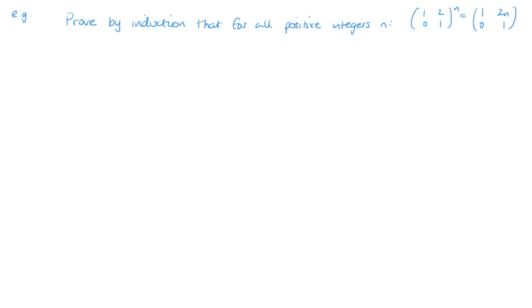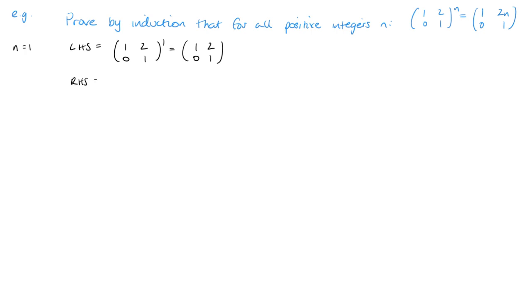So here we have our first example: prove by induction that for all positive integers n, this matrix equals this matrix. And this is a past paper question. So the first step, like in a lot of this, is we're going to look at n equals 1. Okay, so let's look at the left hand side first of all. And that is 1, 2, 0, 1 raised to the power 1, which is 1, 2, 0, 1.